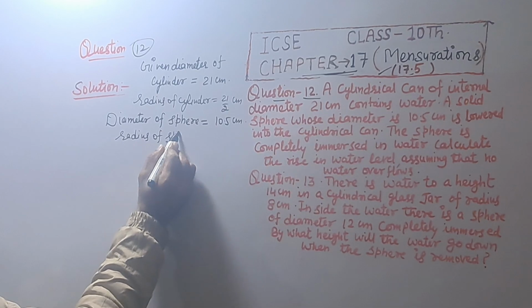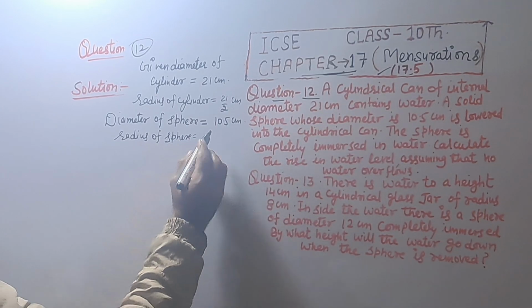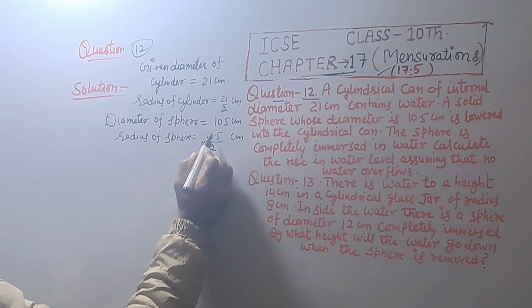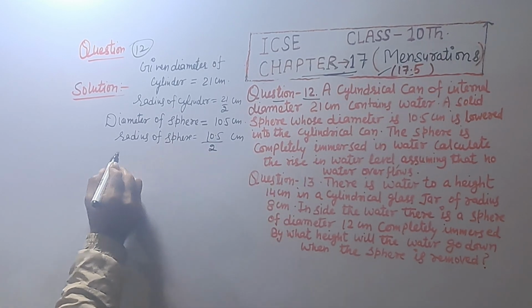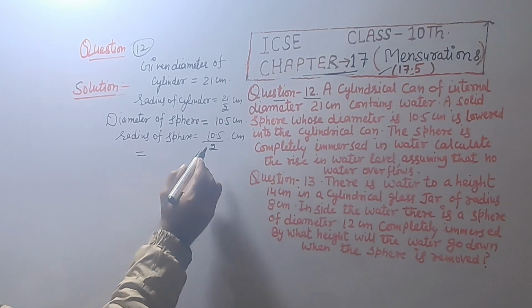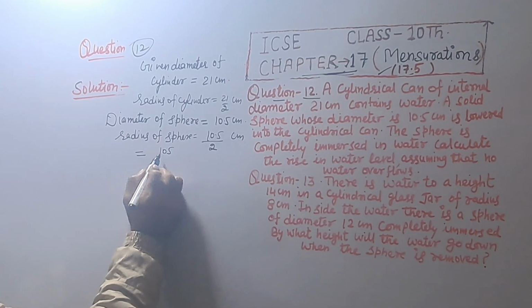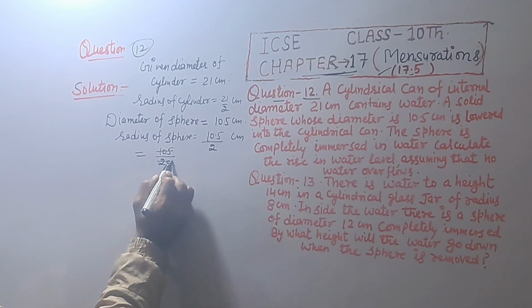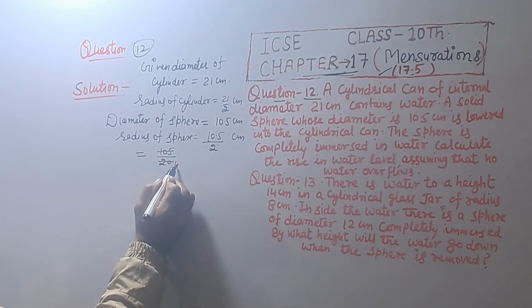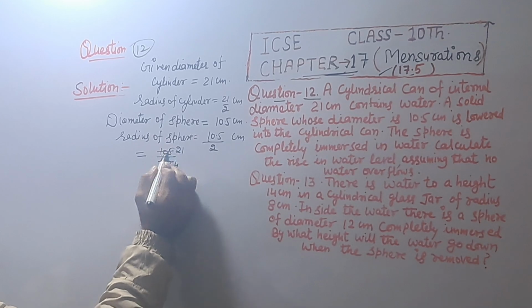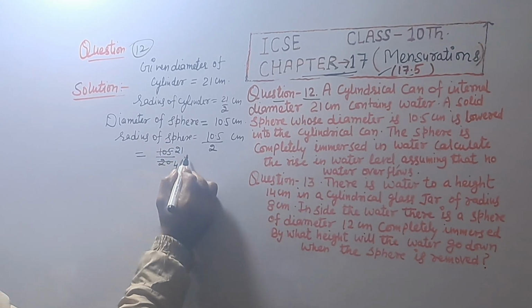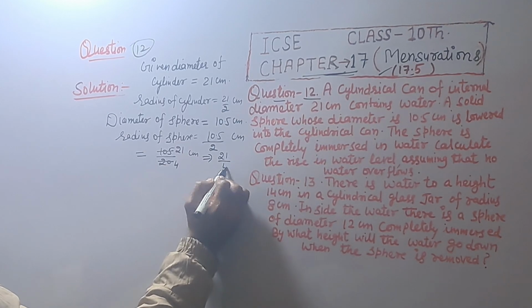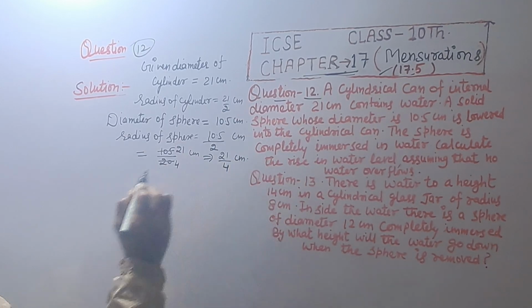Radius of sphere equal to 10.5/2 centimeter, that is 105/20. 5 4s are 20, 21 5s are 105 centimeter, which implies 21/4 centimeter.